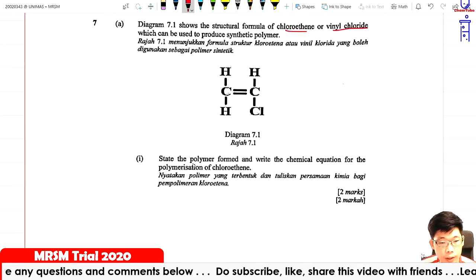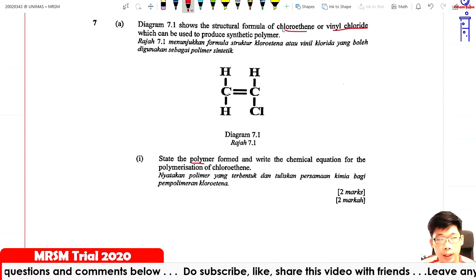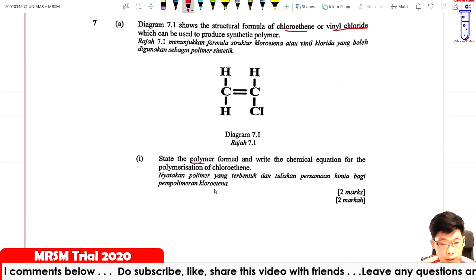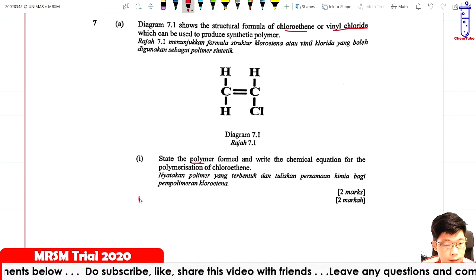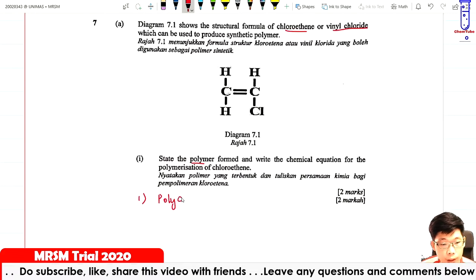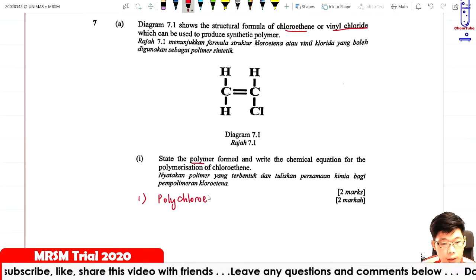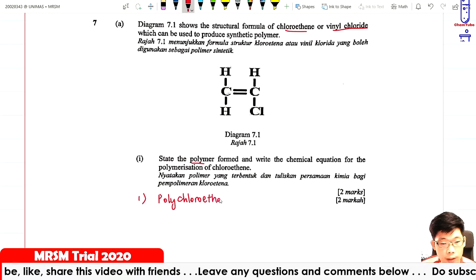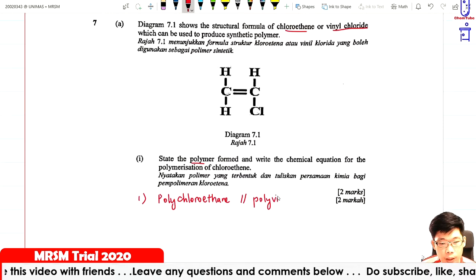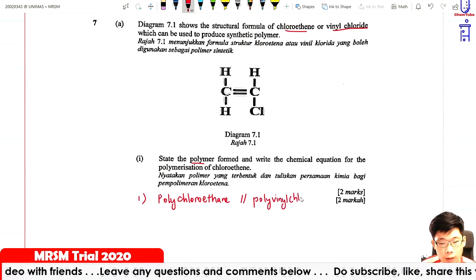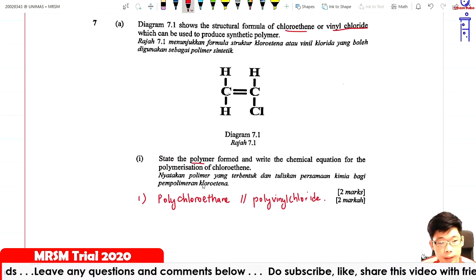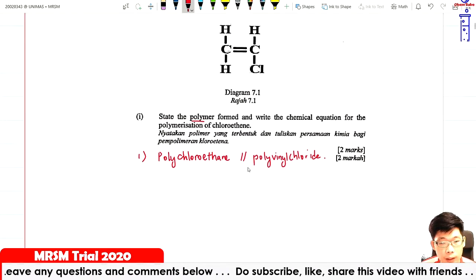So here, actually the polymer, I just mentioned already, we just add the term poly in front of it. So 2 marks. So it can be polychloroethene, or polyvinyl chloride. Okay, next will be the chemical equation.